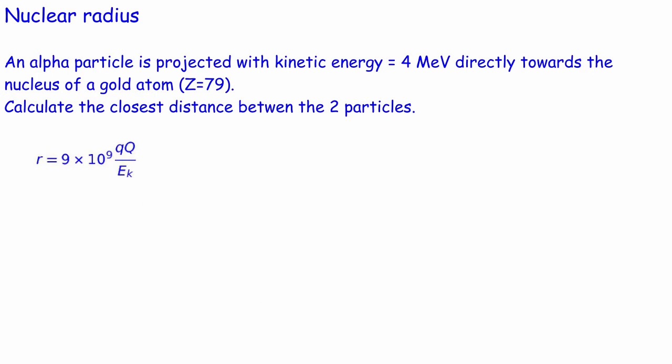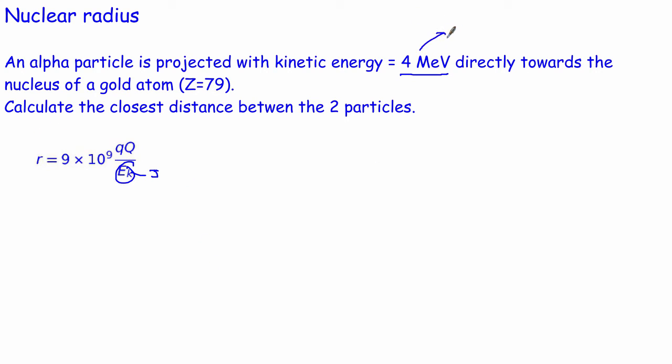So the kind of things you would be asked in an exam, so we've got an alpha particle, it's projected, it's got kinetic energy of 4 MeV, and it's projected directly towards the nucleus, and the number of protons in this particular gold atom is 79. Well, it is in every gold atom, because that's what makes it a gold atom. We want to calculate the closest distance between these two particles. So this is our equation we had before. We basically just use the numbers that we've got. So we take, but the very first thing I have to do is I have to be very careful with this, because this thing only works if this is measured in joules.